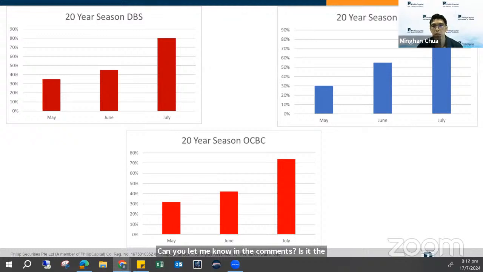Right, DBS 30 plus. Okay. So Jin chose 30 plus. Commonly people will look at UOB because it's the lowest. That means 30% of the time it is bullish in May. But let's see what happens if you look at all three charts during this period.